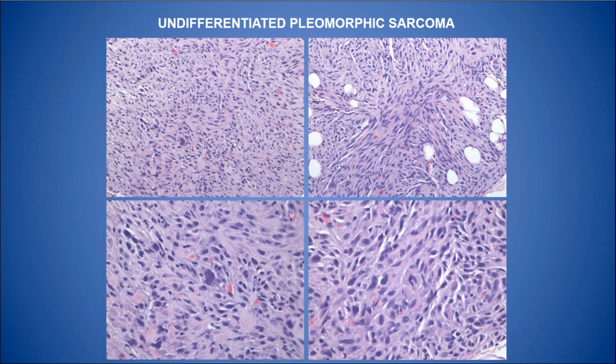UPS, at least focally, will show storiform arrangement of the spindle cells. That will be radial arrangement of the spindle cells, and you may see scattered anaplastic-looking cells with very hyperchromatic nuclei, which may appear very bizarre, and you may see a lot of mitotic activity, including atypical forms.